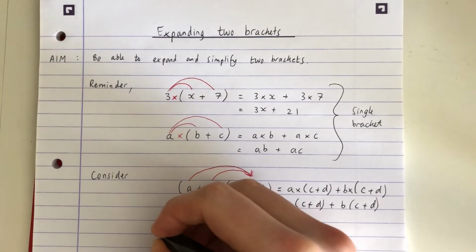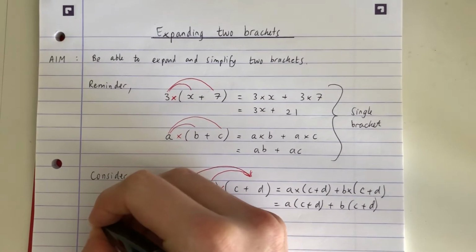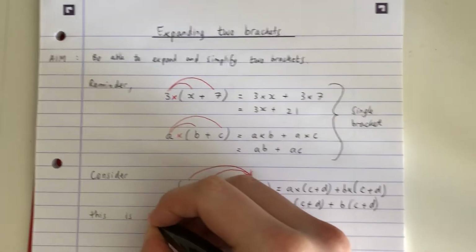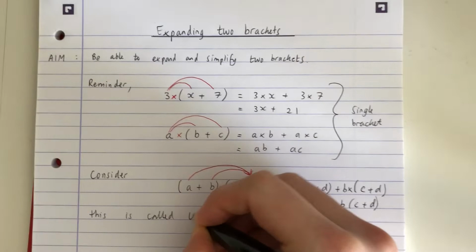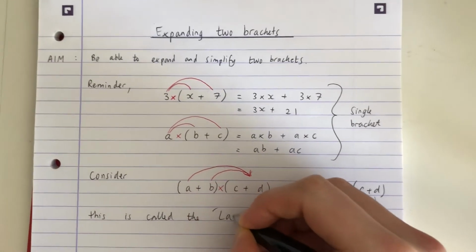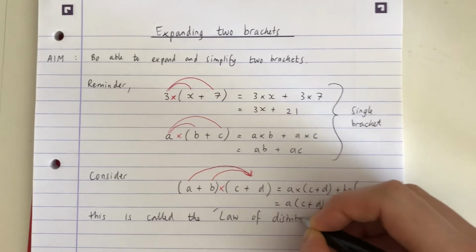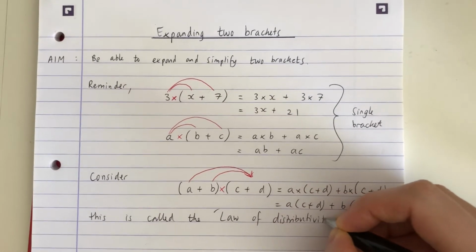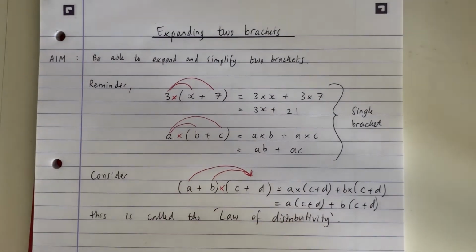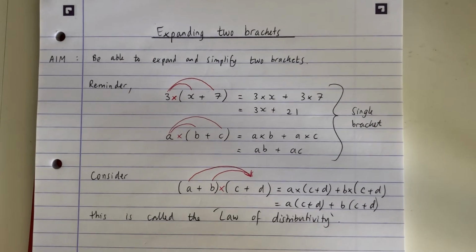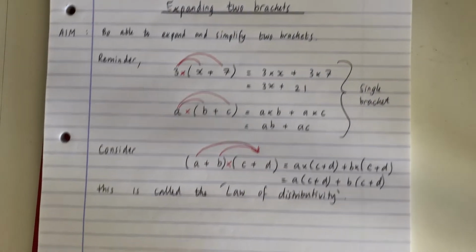The fancy word for this is called the law of distributivity. Which is a fancy way of saying expanding the brackets. Okay, let's see an example.